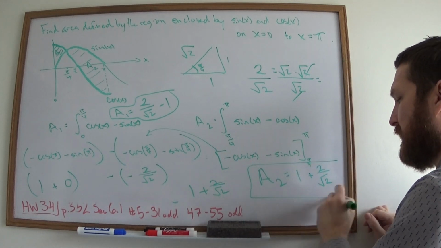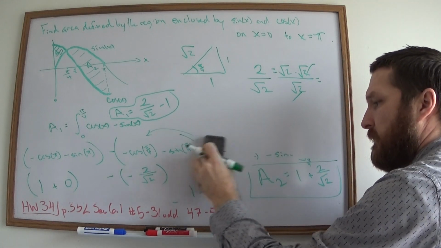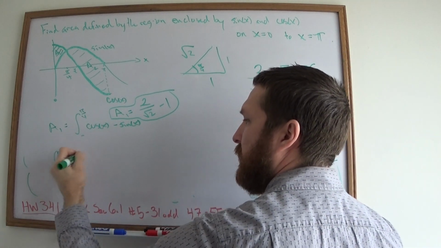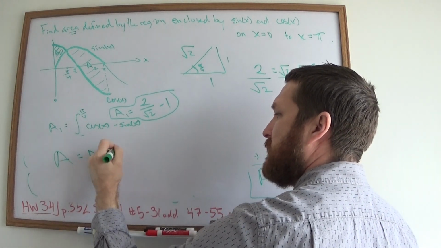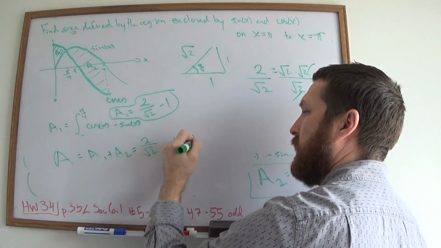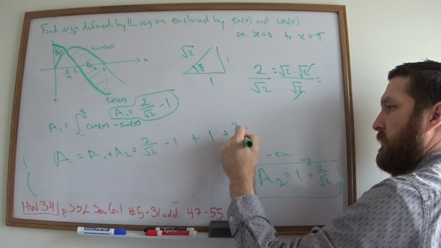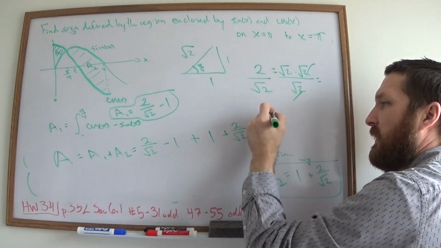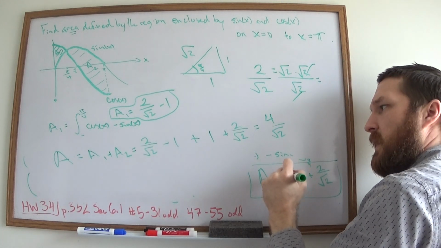Okay, so then the final area that we're looking for is A1 plus A2. Let's figure that out. The true area that we're looking for, because it says find the area, that's big A, is A1 plus A2, which is 2 over root 2 minus 1 plus 1 plus 2 over root 2. The ones cancel, and we get total, I guess, 4 of these guys, which is 2 root 2.